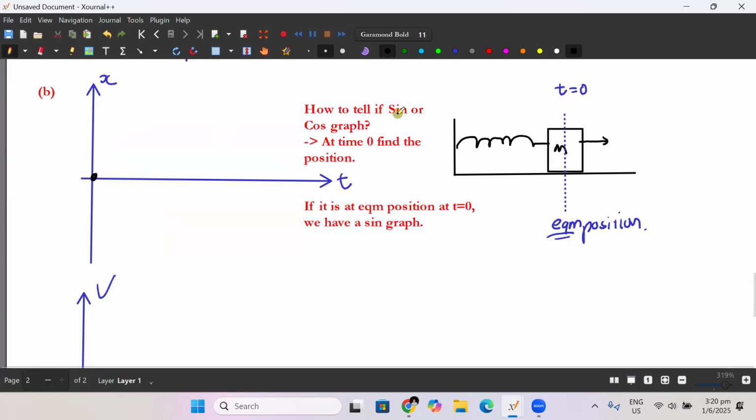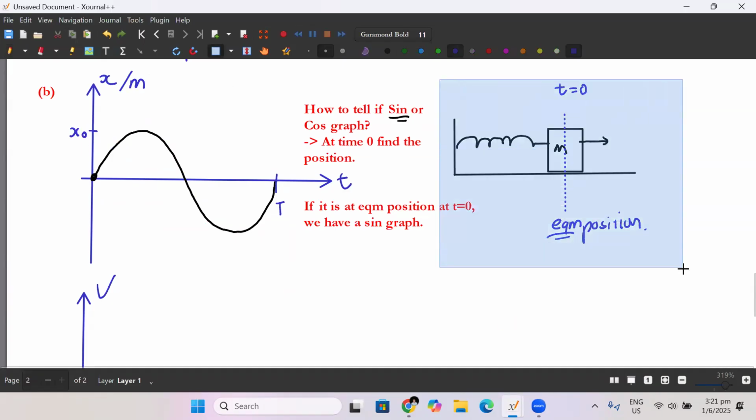In this case, let's stick with our sine graph. Let's say at time zero, I'm at my equilibrium position. I end up with this. And very important, guys, for this kind of thing, you must make sure you know the mathematical expression for this. So you know this is t, and you also know this is x naught. Quite easy.